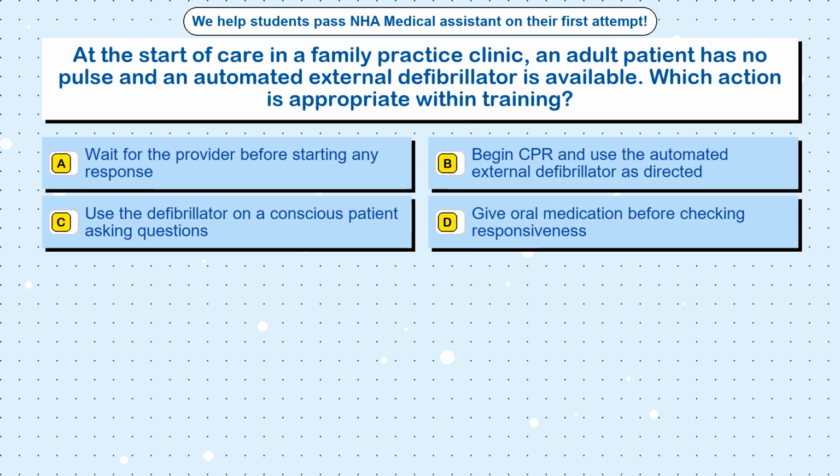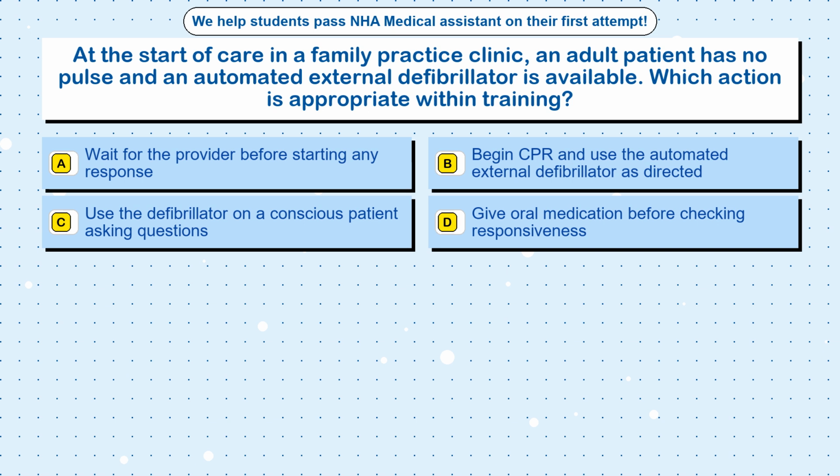Question 54. At the start of care in a family practice clinic, an adult patient has no pulse and an automated external defibrillator is available. Which action is appropriate within training? Option A, wait for the provider before starting any response. Option B, begin CPR and use the automated external defibrillator as directed.